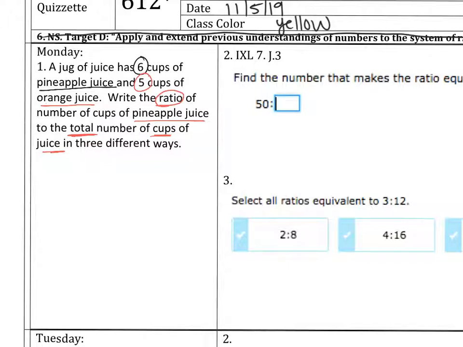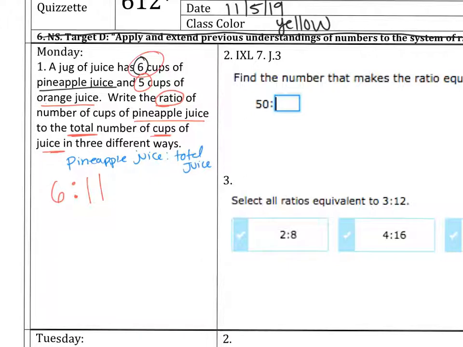So it wants you to take the amount of pineapple juice that you have, and compare it to the total amount of juice that you have. And the total amount of juice is 11 cups, because if you add 6 cups plus 5 cups, you have a total of 11 cups. And pineapple juice they give you, you have 6 cups of pineapple juice. So you would write it like this, 6 to 11. Because you have 6 cups of pineapple juice, and then you have 11 total cups, and that's what they want. That's the first way to write your ratio.